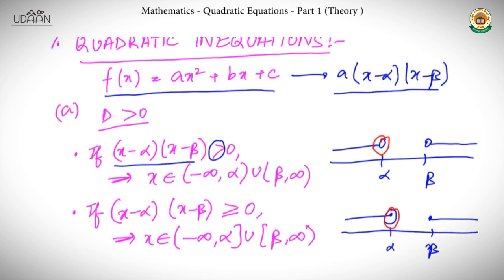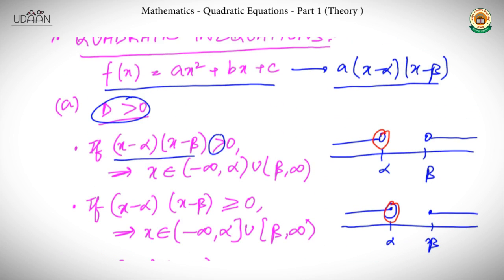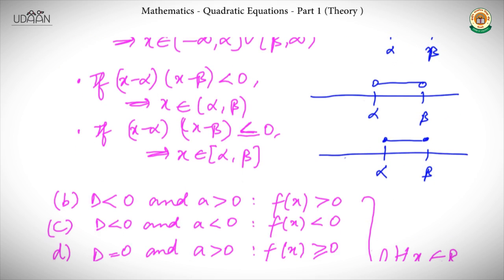Now these were the cases for D greater than 0. Next we come to the second case where D is less than 0, and if D is less than 0 and if a is greater than 0, we say that f of x is greater than 0 for all x belongs to R. This is quite logical, as we know that if D is less than 0, our parabola won't cut the x-axis at all. Therefore there can be two cases, and also it is given that a is greater than 0, hence there could be the upper one case only.